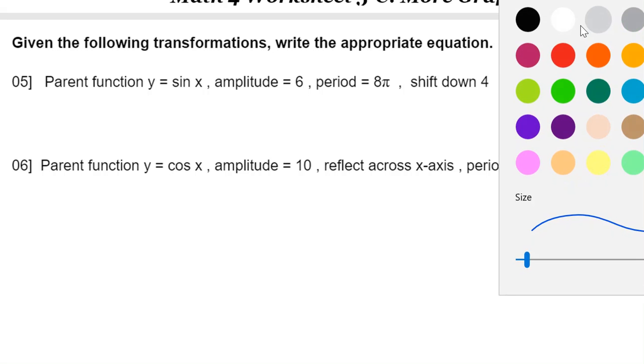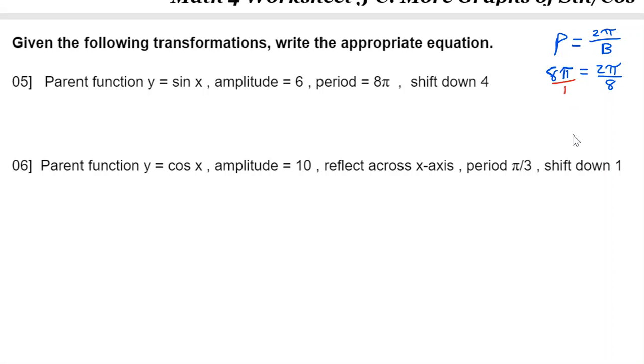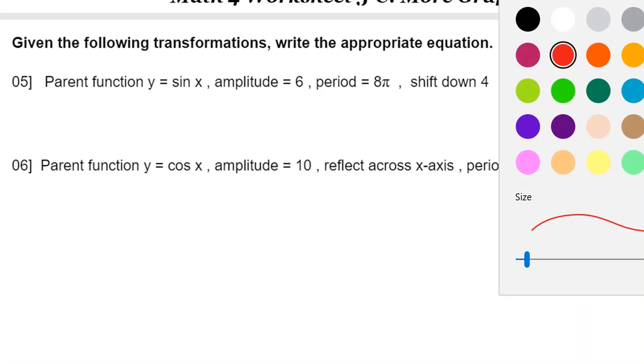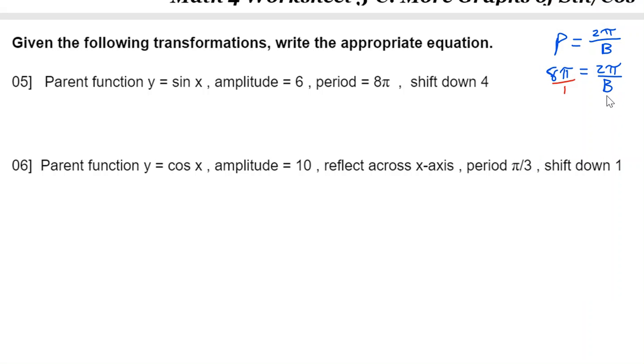Now, it probably will help to think of that as 8π/1 and cross multiply. You have 1 × 2π equals 8 × 8π. So if 2π, oh, wait a minute, not 8. Sorry about that. 2π/b. Being distracted by my cat here.